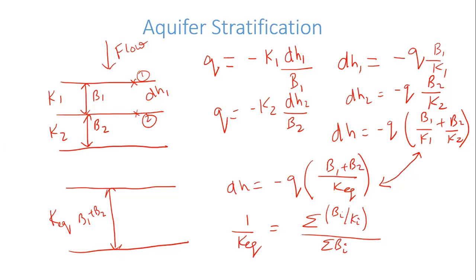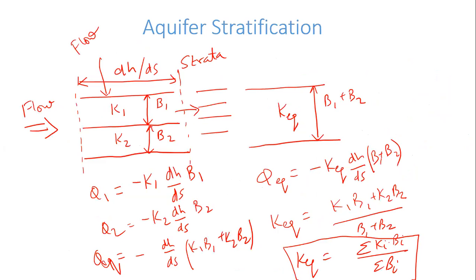1 by K equivalent equals sigma Bi by Ki divided by sigma Bi. Right? So this is the expression for the equivalent hydraulic conductivity when the flow is happening in a direction perpendicular to the layering. The similar expression, if the flow is happening parallel to the layering, looks like this: K equivalent equals sigma Ki Bi by sigma Bi.